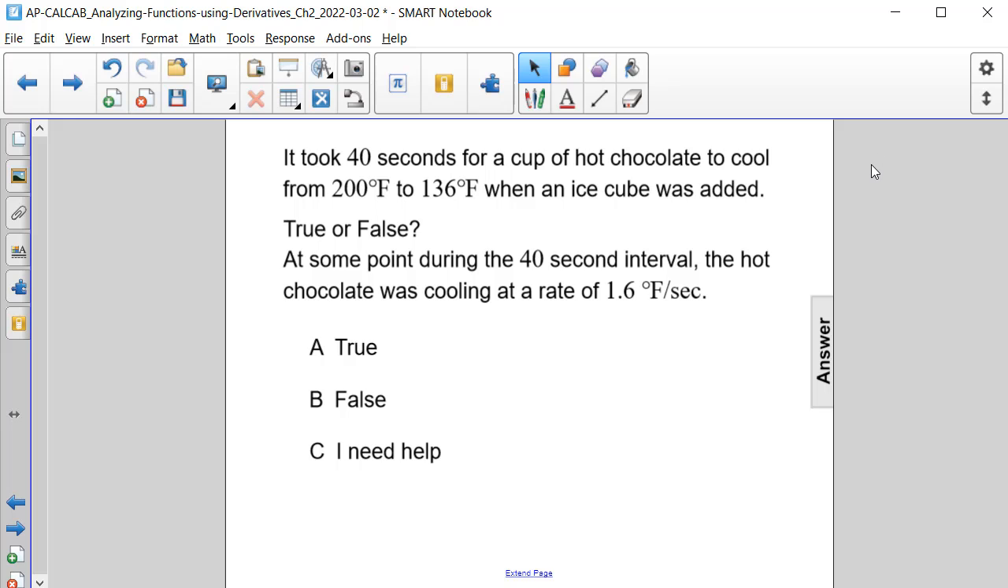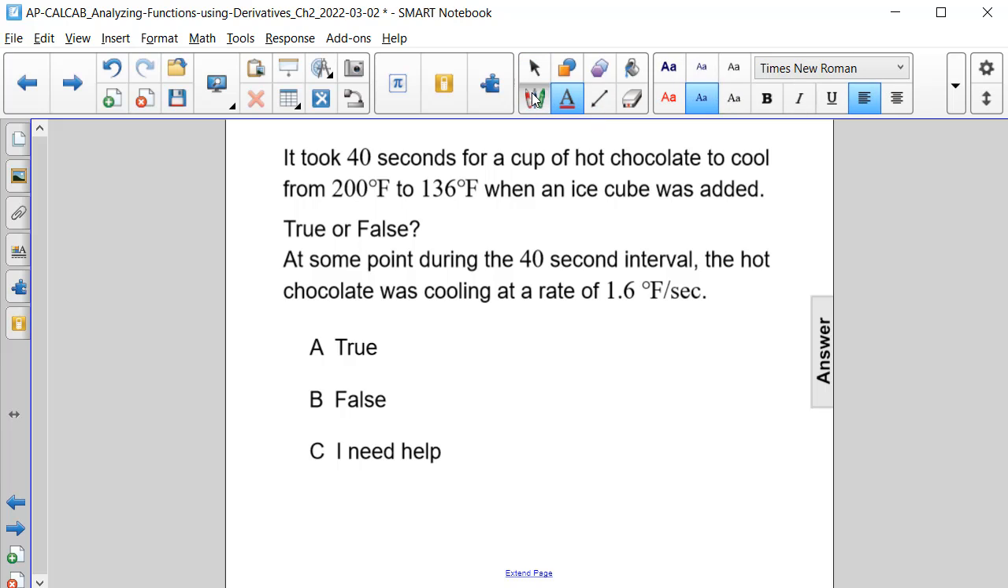It took 40 seconds for a cup of hot chocolate to cool from 200 degrees Fahrenheit to 136 degrees Fahrenheit when an ice cube was added. True or false? At some point during the 40-second interval, the hot chocolate was cooling at a rate of 1.6 degrees Fahrenheit per second.